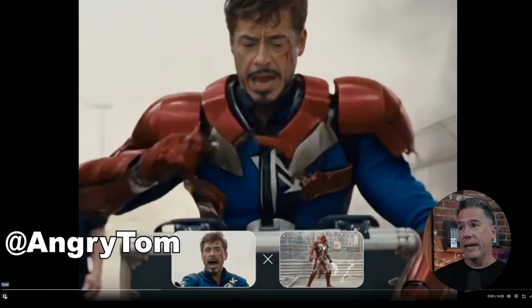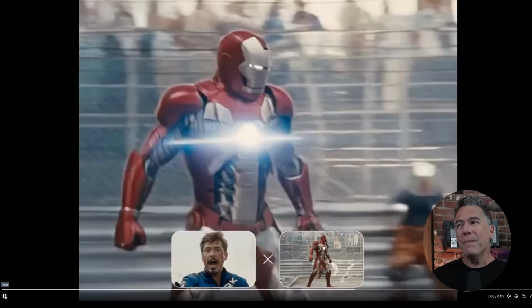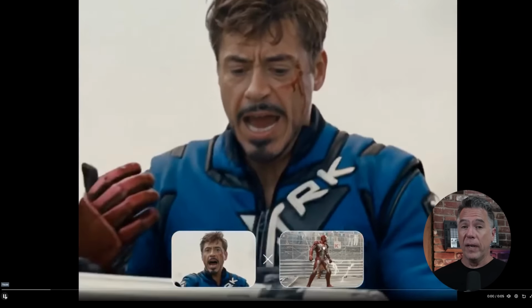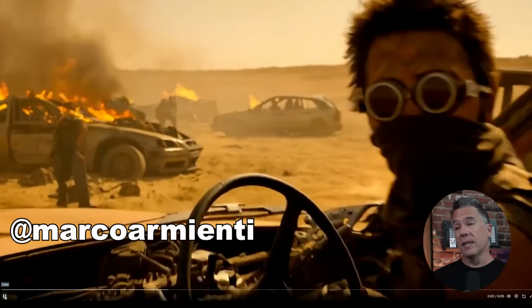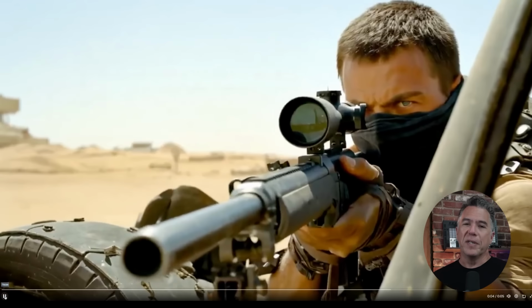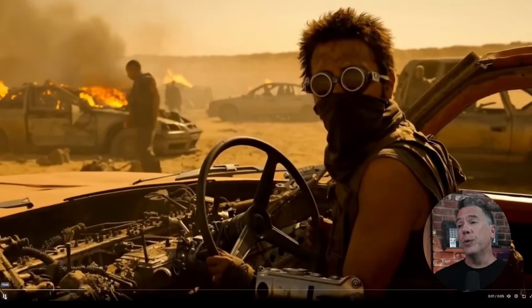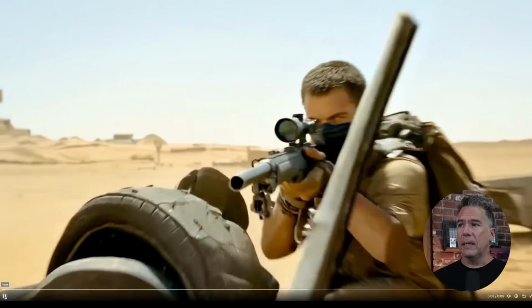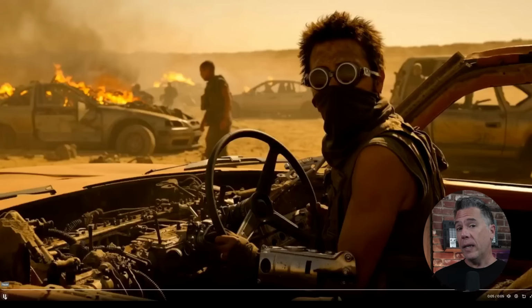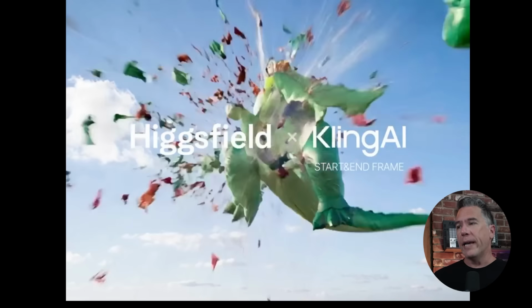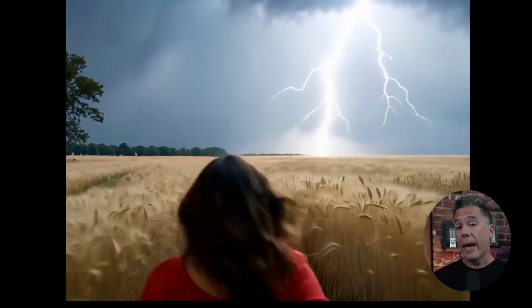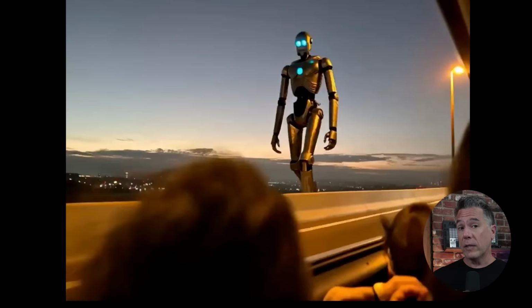Moving over to community outputs, Angry Tom gives us an Iron Man suit up. I am not one that does the whole Hollywood VFX are dead, but I mean, this is pretty good. Dreamcast gives us this Fury Road inspired shot. Always a sucker for anything Fury Road. To note, this was actually utilizing Kling's first frame, last frame on Higgsfield. So as a note, it isn't just on the Kling mothership. Anywhere that the Kling API is available, you should have first and last frame as well.